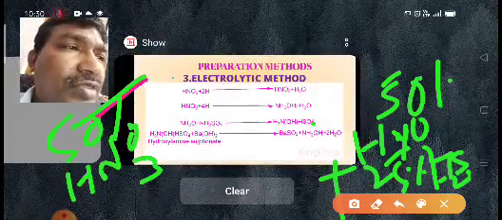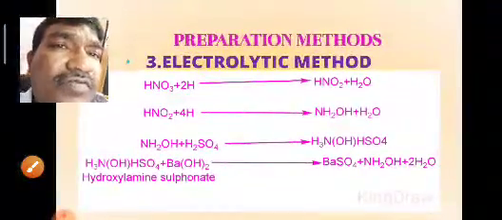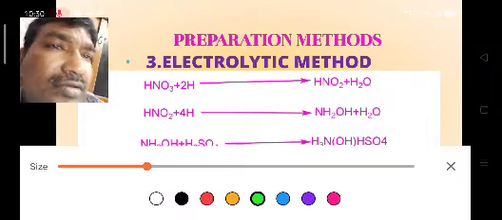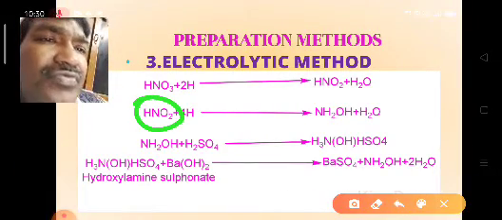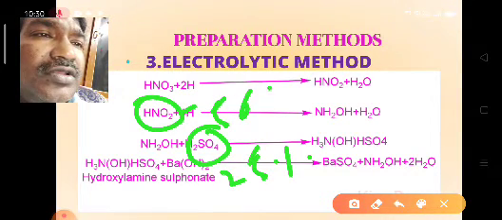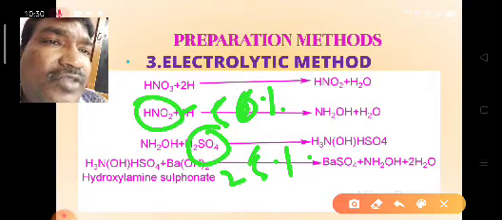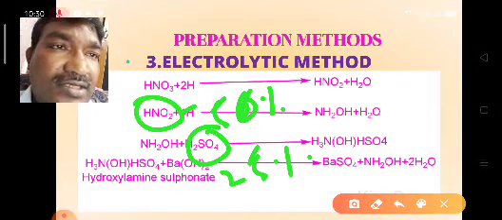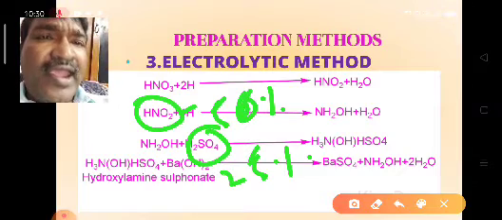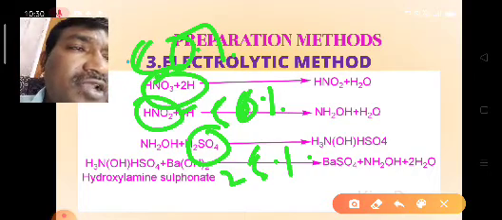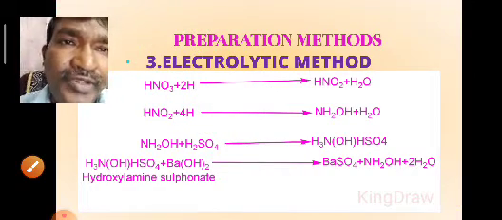So look here, 50% and 25%. H2SO4 is about 25. So we prepare a mixture of 50% HNO3 and 25% H2SO4, and to that aqueous solution we add a 50% HNO3 solution. Then we pass current into it.